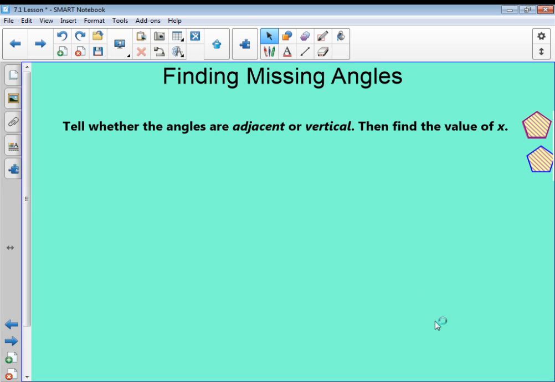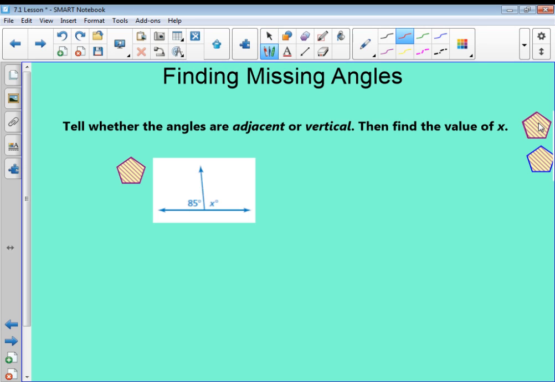Okay, in this lesson, we're going to be working with identifying angles as adjacent or vertical and then finding the value of x. So here's our first sample. We have here two angles that are right next to each other, sharing this common side. So these are what we would call adjacent. Okay, so that's a review of what you were doing earlier in the section.